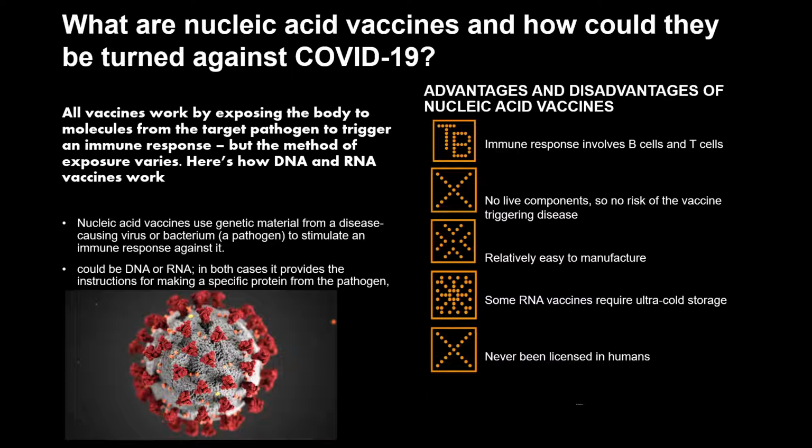Next, our cells display the spike protein piece on the surface. Our immune system recognizes that the spike protein does not belong there. This triggers our immune system to produce antibodies and activate other immune cells to fight off what it thinks is an infection. This is what our body might do to fight off the infection if we got sick with COVID-19.